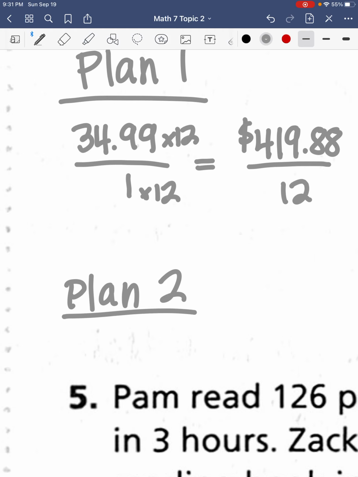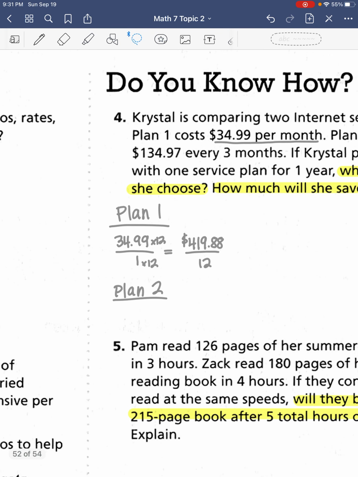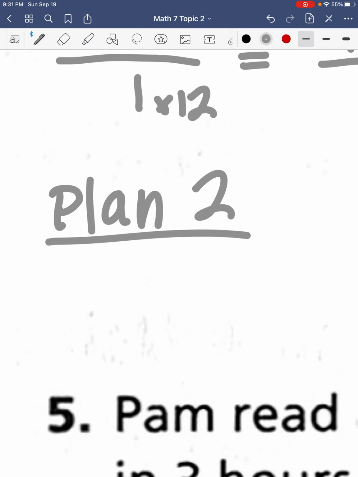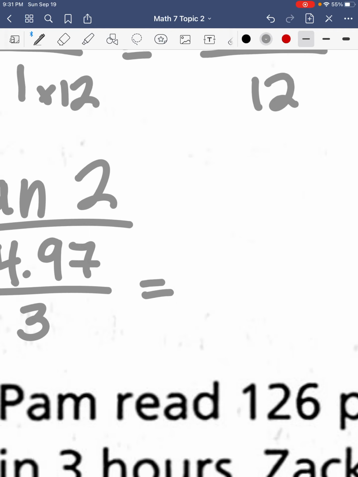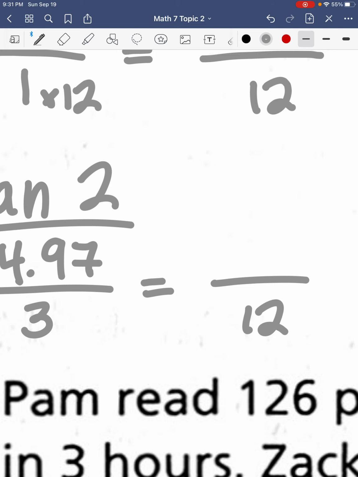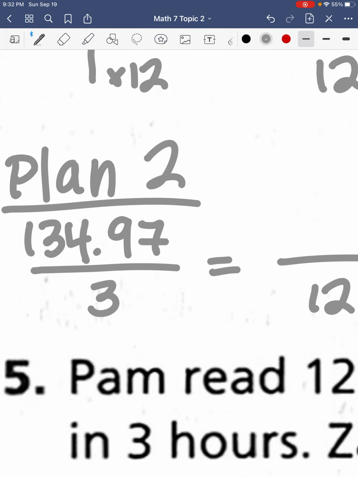Now let's talk about plan 2. And I'm going to give myself a little bit more room here, if I can. There we go. Okay, so plan 2. We see that it costs $134.97 every 3 months. So we're going to use that information to write a fraction. So again, I don't need to find a unit rate here. I just need to know how much is it going to cost for 12 months under that plan. Well, to go from 3 to 12, I'm simply multiplying times 4. So I'm going to do the same thing on the top.